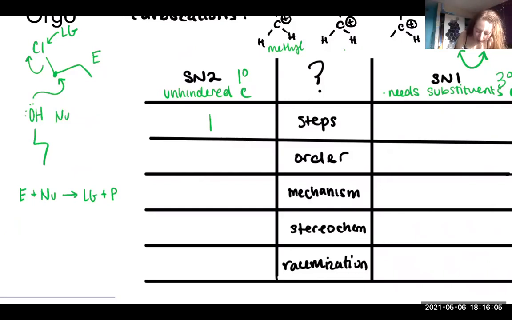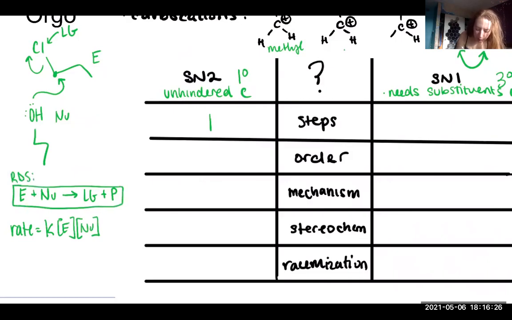So then this must be the rate determining step, right? So this means that the rate equals k with the concentration of the electrophile and the concentration of the nucleophile, because there's only one step involved. So this must be the rate determining step. Therefore, we know there's only one step, and we know this is second order. So I'm going to put that here, one step and second order. The 2 in SN2 stands for second order, okay?